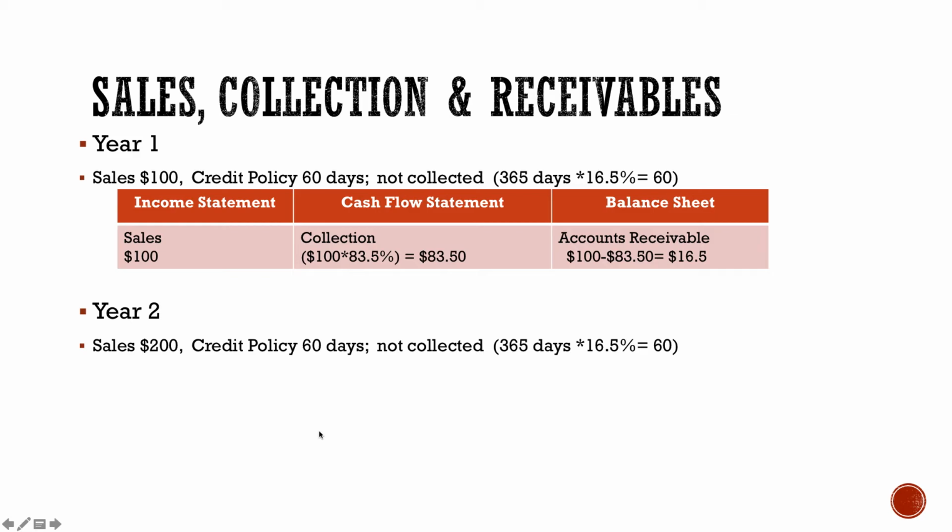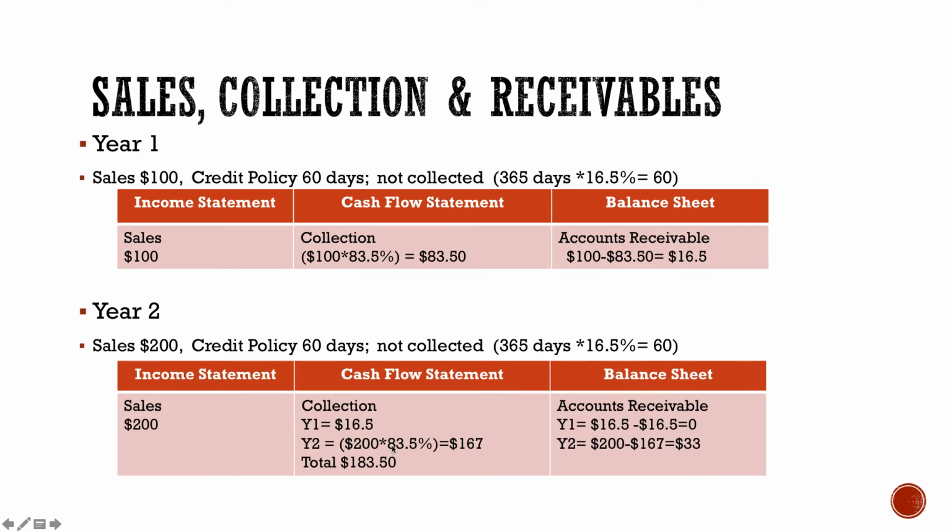And from year number two, you will collect again the 83.5% of 200, which is 167. So you will collect 16.5 plus 167, for a total of 183.50. What's going to happen in your accounts receivable? From year number one, you have at the beginning of the year 16.5, but you are collecting that 16.5, so from year number one your accounts receivable will be zero. But from year number two, you will not collect the difference between the 200 that you sold and the 167 you collected in your cash flow statement, for a total of 33. And at the end, you will have an accounts receivable of 33.